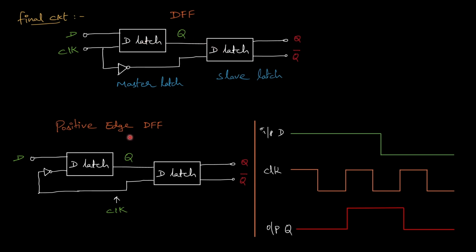Let's first see the positive edge triggered flip-flop. During the low clock phase, the master tracks the input while the slave holds its previous value. At the rising edge of the clock, the master closes, the slave opens, and only then does the stored value appear at the output. The output changes only once, exactly at the positive clock edge.